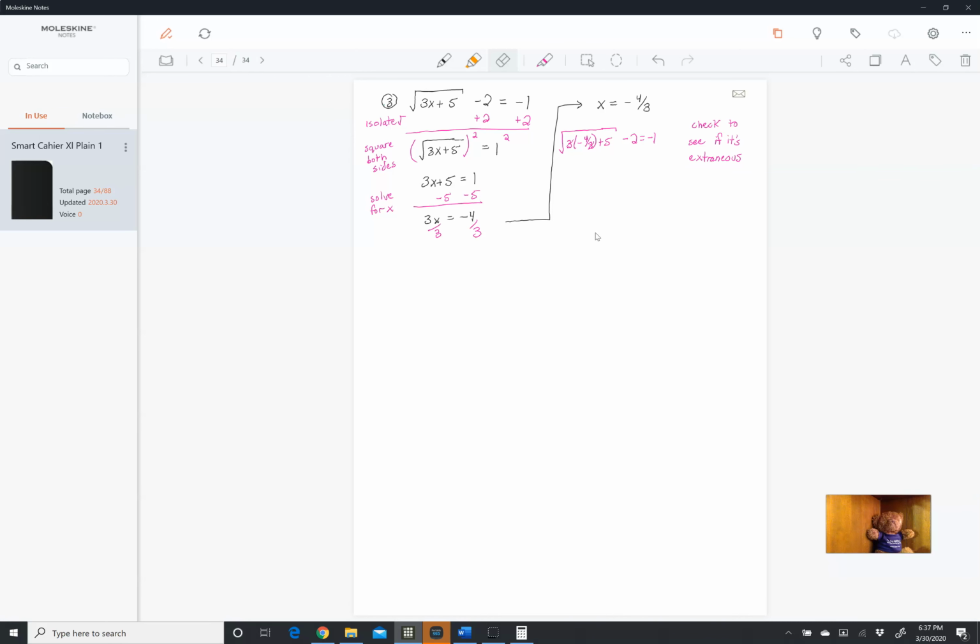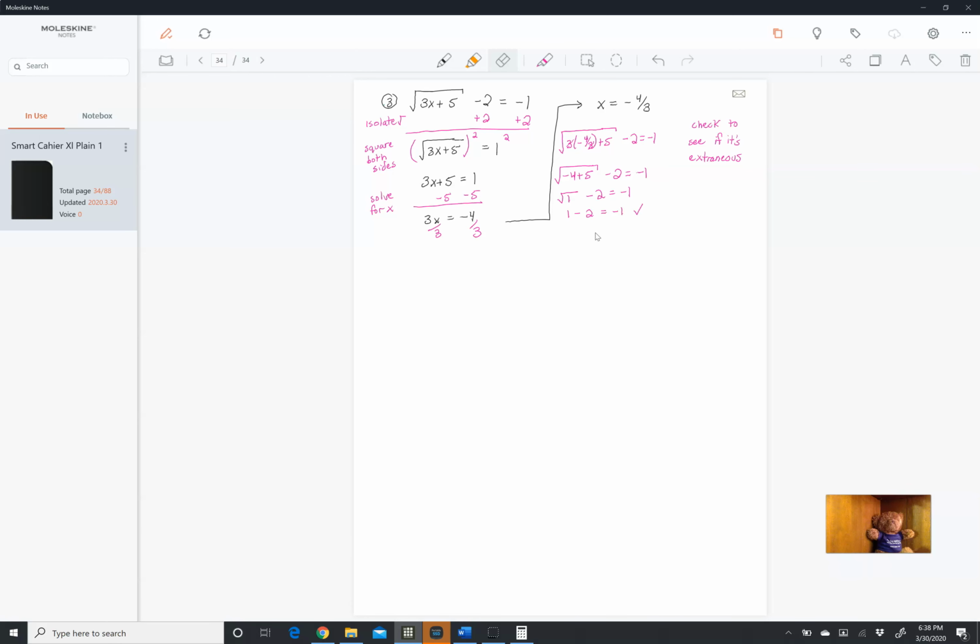Okay, this is like 3 over 1 times negative 4 over 3. So what we wind up with is the square root of negative 4 plus 5 minus 2 is equal to negative 1. This is the square root of 1 minus 2 is equal to negative 1. Or 1 minus 2 is equal to negative 1. And I'm going to put a check mark here.